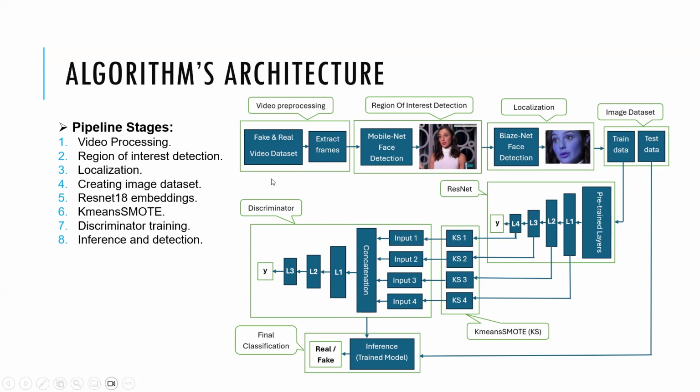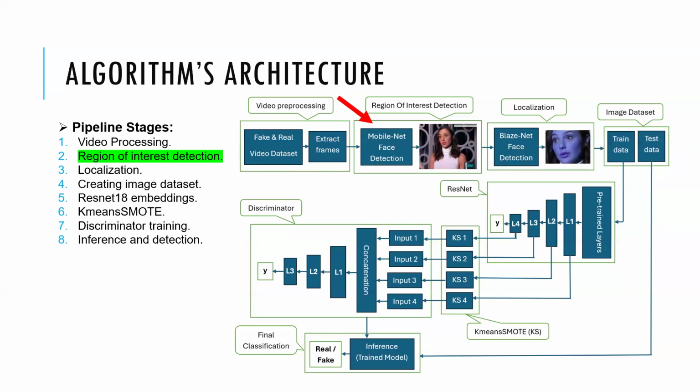Let's start by introducing the components. The first component is a video processing mechanism that receives the two classes of video, real and fake, extracts the frames from those videos and uses MobileNet to find the region of interest.